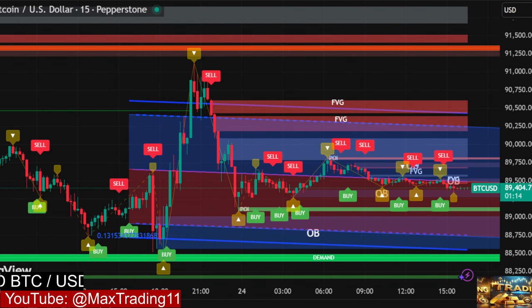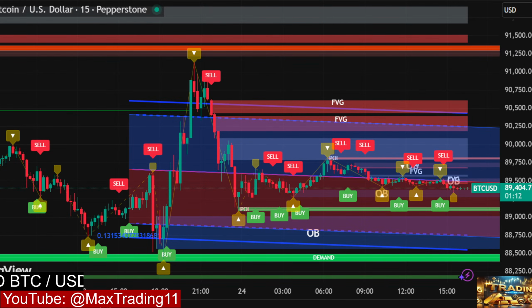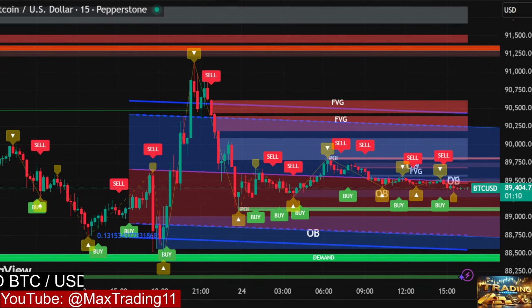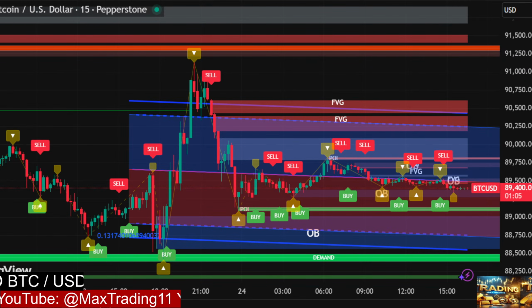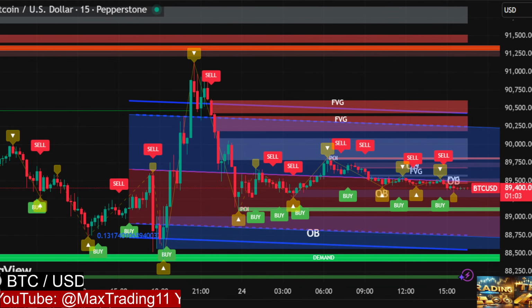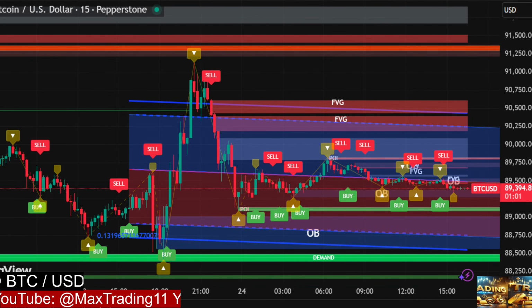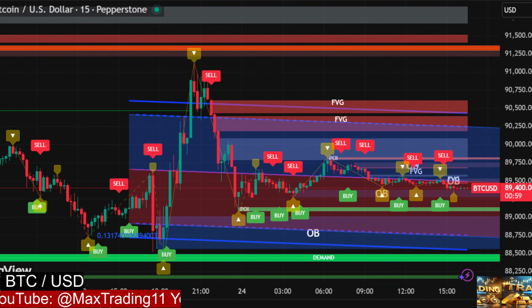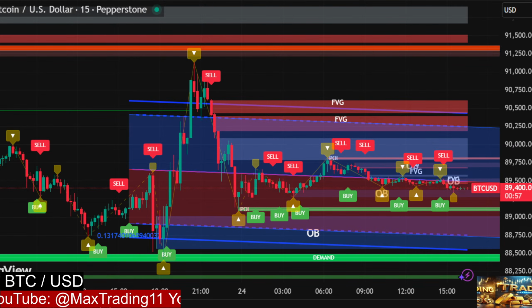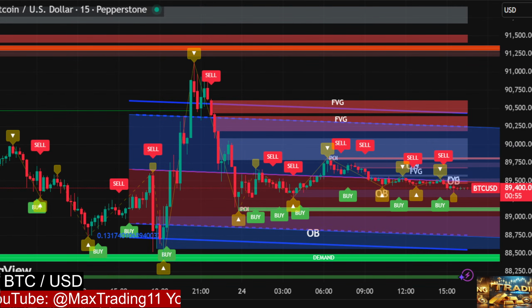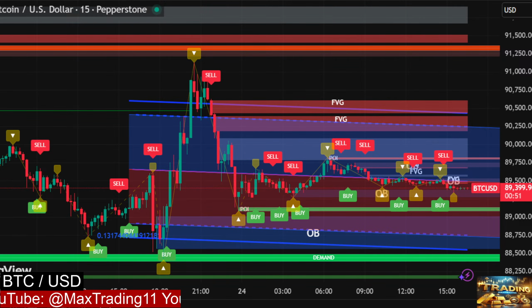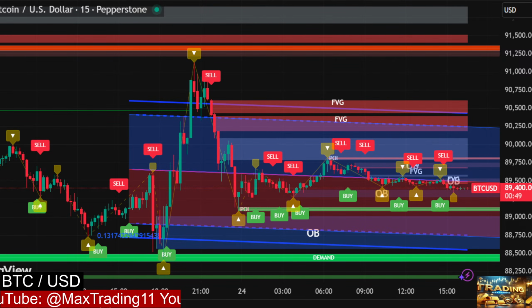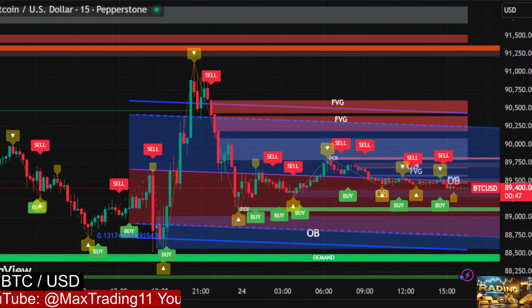Liquidity and market structure. Markets are driven by liquidity, the fuel behind every candle. When price approaches old highs, stop-loss orders accumulate above them. Smart money, large institutions, hunts those liquidity pools before moving price in the real direction. This is why false breakouts or liquidity grabs happen so frequently in Bitcoin. Understanding this helps traders avoid traps and align themselves with the real direction.